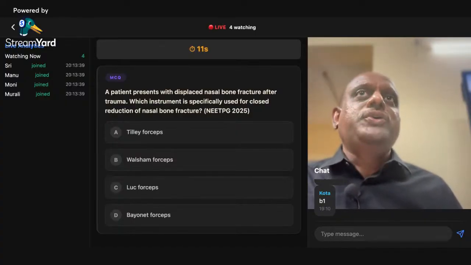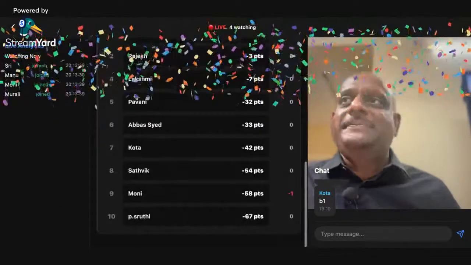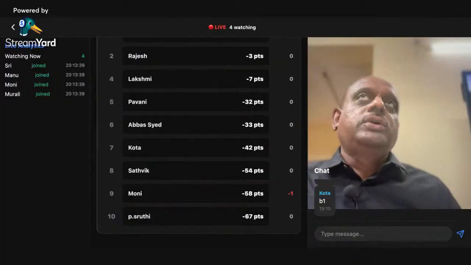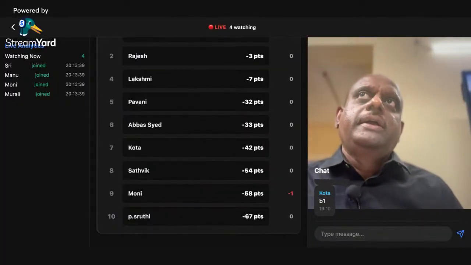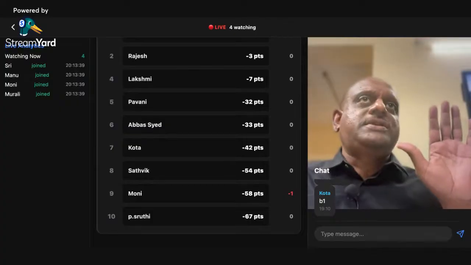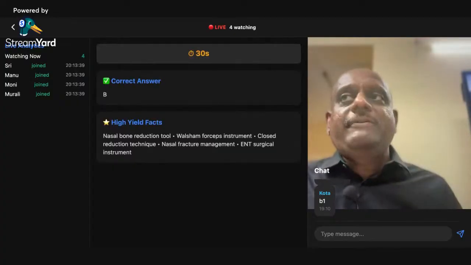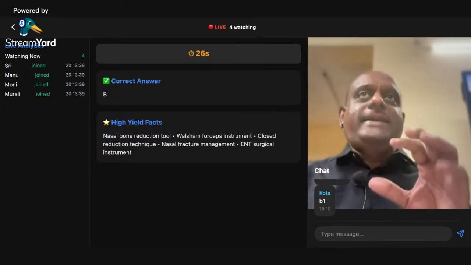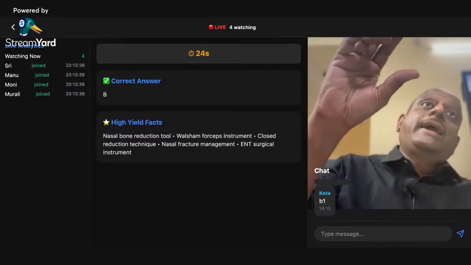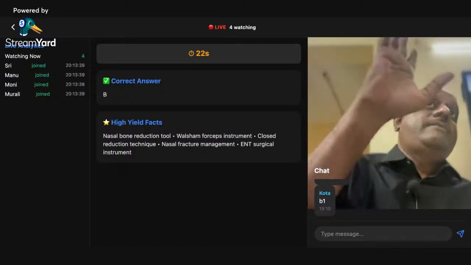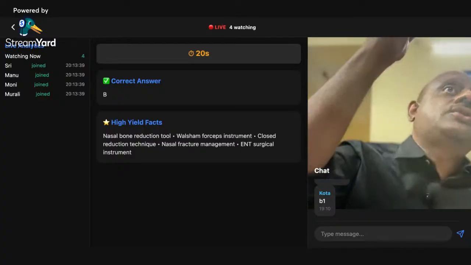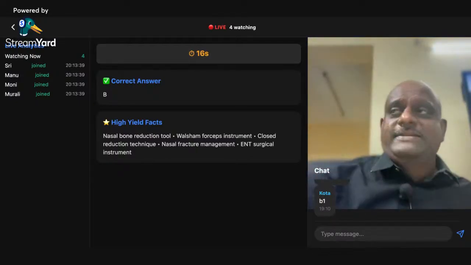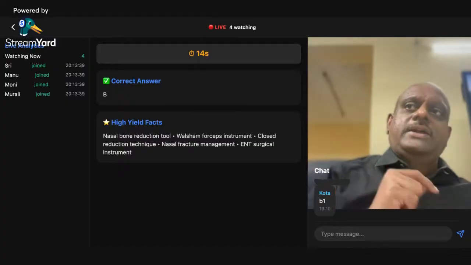Okay, if you know, you know. If you don't know, you don't know in the entrance exam, right? It's called Walsham's forceps. Totally there are about 50 surgical instruments that you need to remember for the exam. So Walsham's forceps, closed reduction technique. You should also know how to recognize those 50 surgical instruments. One of them will come in the exam, starting from Cusco's speculum sometimes, suture material, types of scissors and all that. I'll give you that list. Now, next.